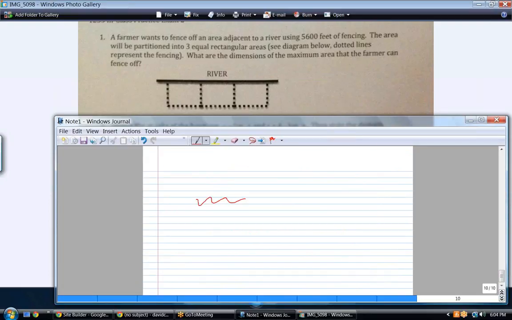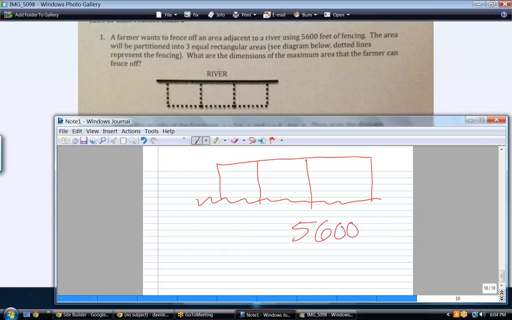So here's the river. Three equal rectangular areas. And he has 5,600 feet of fencing. This is a classic calculus problem.